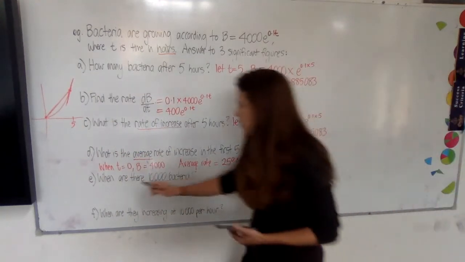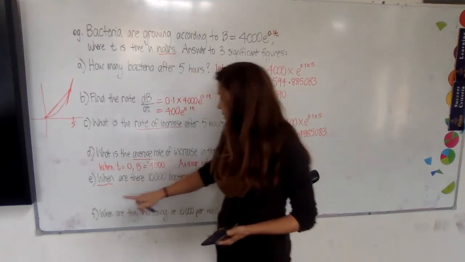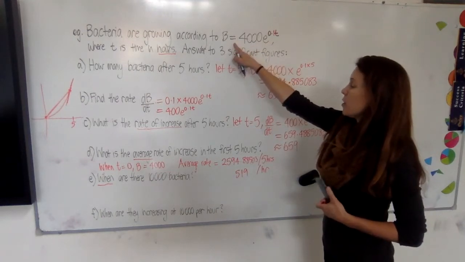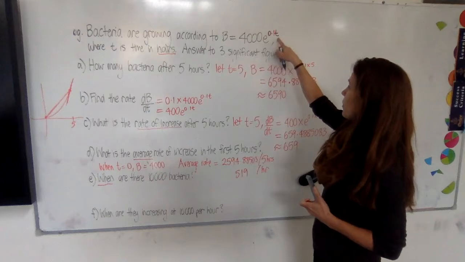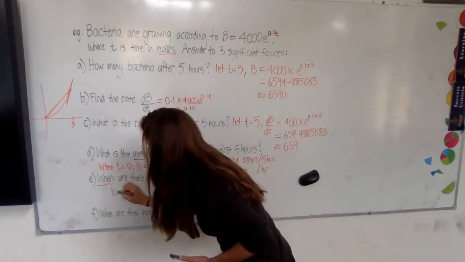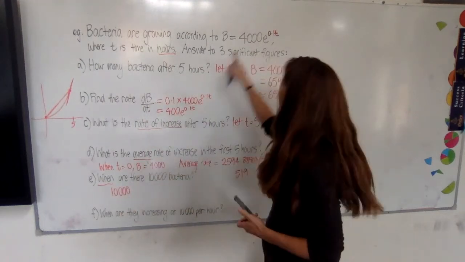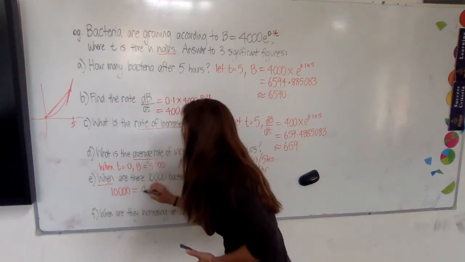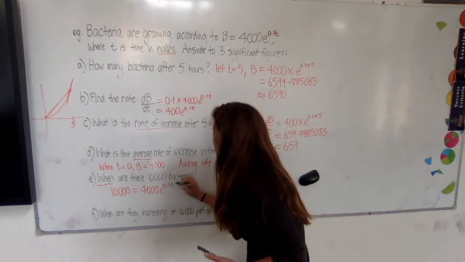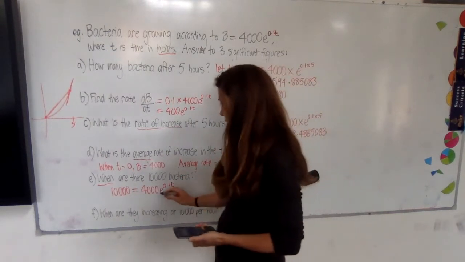All right, when? This is a different sort of question. So we're going to find t. We don't know when it is. When are there 10,000 bacteria? Well, this is our formula for bacteria. What we need to do is we're finding t and we want to know when the bacteria are 10,000. So I'm going to write the formula by subbing in 10,000 for the B and then rewrite the rest. 4,000 e to the power of 0.1t.